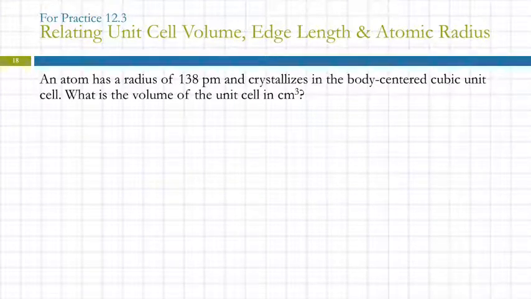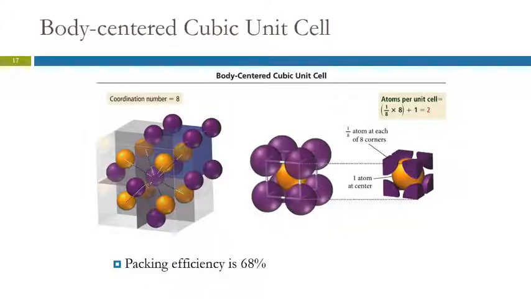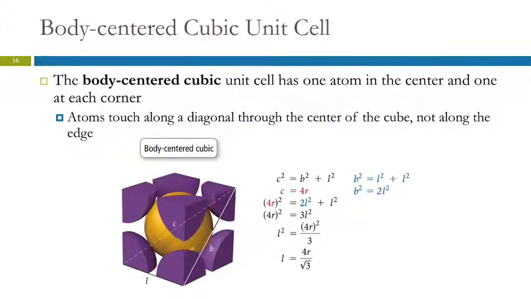So we can do some problems like this. An atom has a radius of 138 picometers and crystallizes in the body-centered cubic unit cell. What's the volume of the unit cell in cubic centimeters? So we're going to need this relationship down here. The length is equal to 4r over the square root of 3.